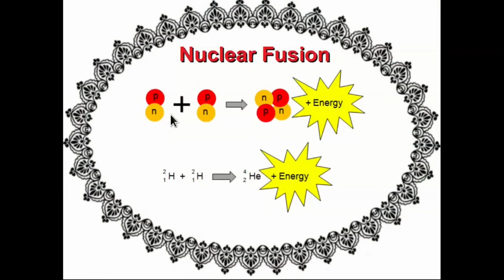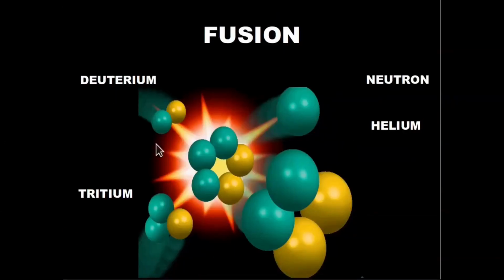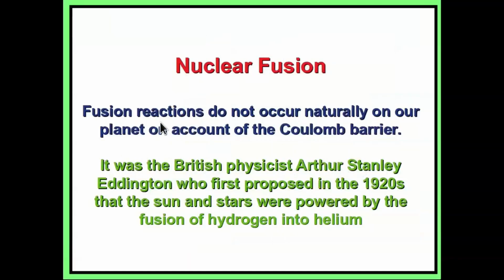The lightest case of nuclear fusion we have already seen, hydrogen on hydrogen. Similarly, we can have deuteron on deuteron, resulting in an alpha particle plus energy, or you can also have deuterium plus tritium, resulting in helium and a neutron. So this also will release large amounts of energy. Now it is obvious that fusion reactions cannot occur naturally on our planet on account of the Coulomb barrier, because the energy of the fusing participants is extremely small.